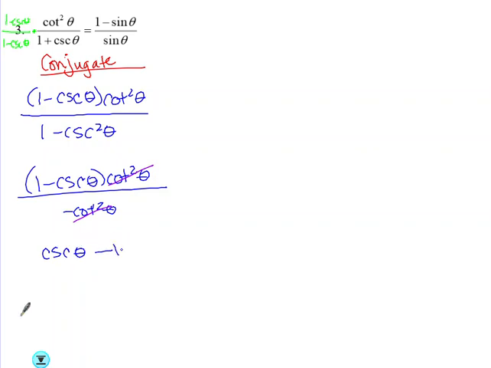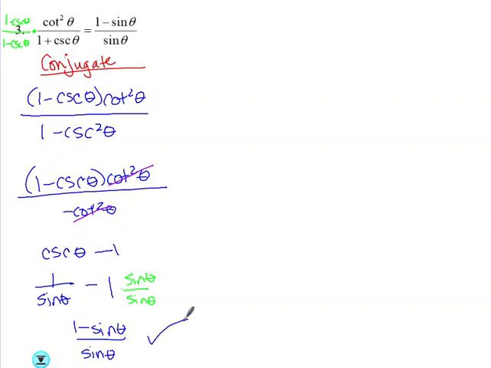And then I do the same thing that I did on the previous version. I'm going to change this to 1 over sine theta. Then I need a common denominator. And I have 1 minus sine of theta over sine of theta. And I'm done.